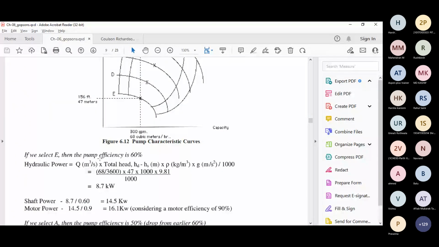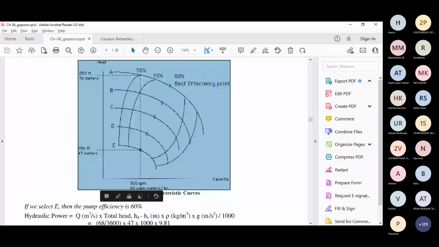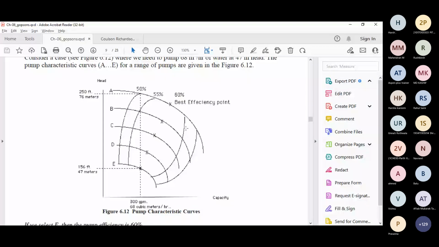So for pump A, what will happen? Your flow rate is 68 meter cube per hour and 47 meter head is somewhere over here. Suppose I select pump A, then it will operate at 50% efficiency. So pump A will give me 68 meter cube per hour of flow rate, but it will give me 76 meters of head, right? So that is basically 50% efficiency.